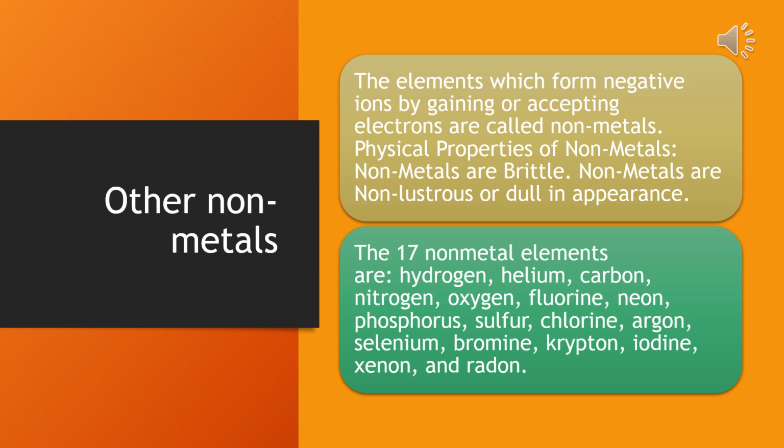The 17 nonmetal elements are hydrogen, helium, carbon, nitrogen, oxygen, fluorine, neon, phosphorus, sulfur, chlorine, argon, selenium, bromine, krypton, iodine, xenon, and radon.